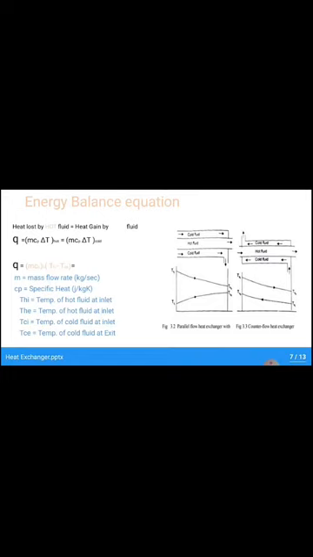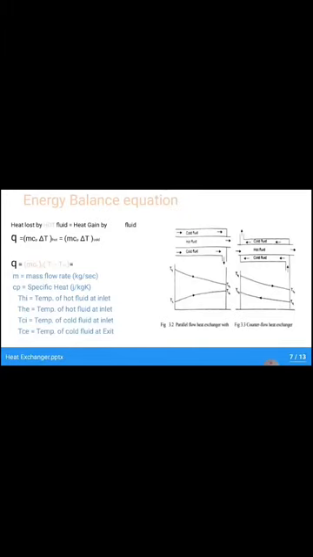Q is the heat transfer rate. m is the mass flow rate in kg per second; for the hot fluid it is mh. Cp is the specific heat of the fluid, Cph for the hot fluid and Cpc for the cold fluid. Delta T for the hot fluid is Thi minus Tho, and for the cold fluid it is Tco minus Tci. That is, always subtract the lower temperature from the higher temperature.